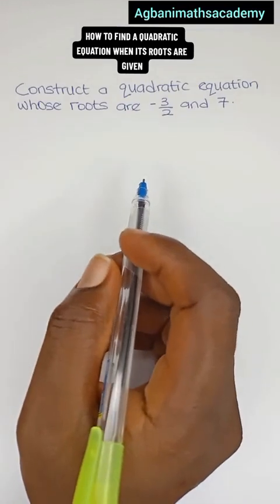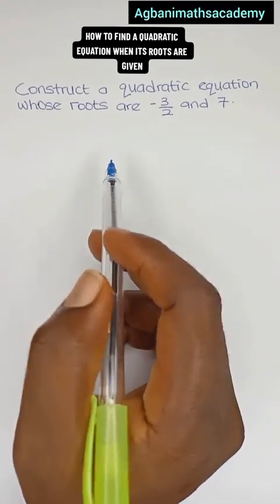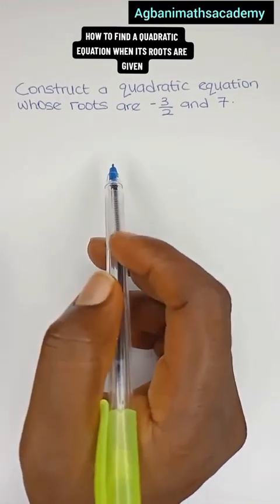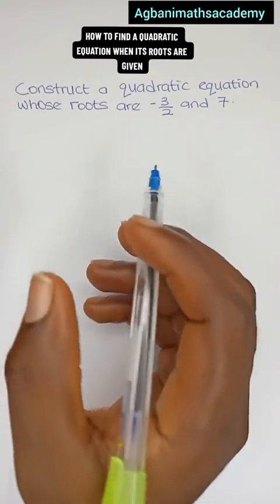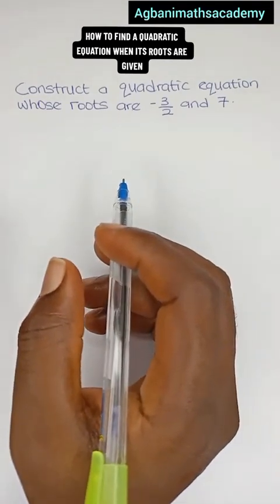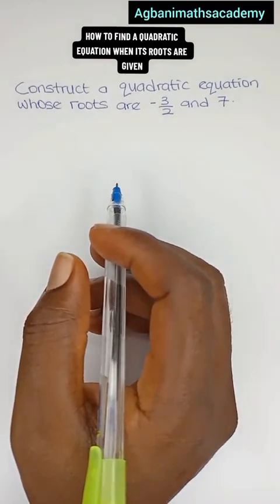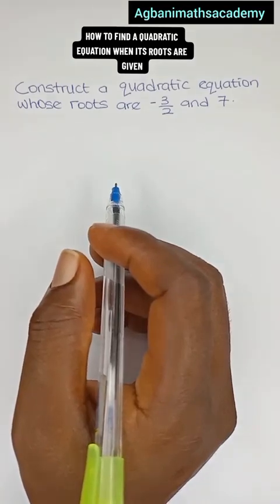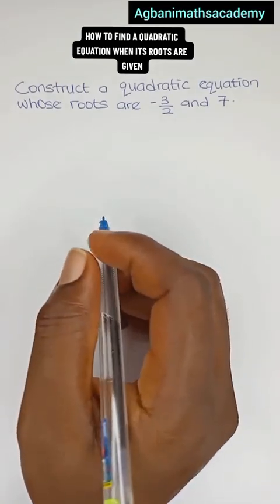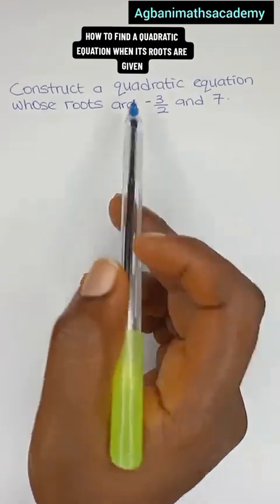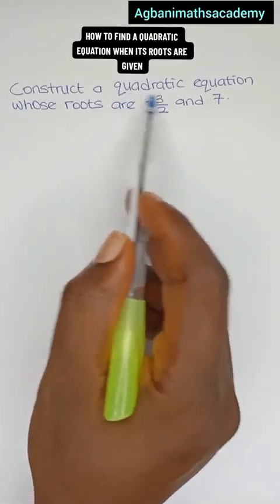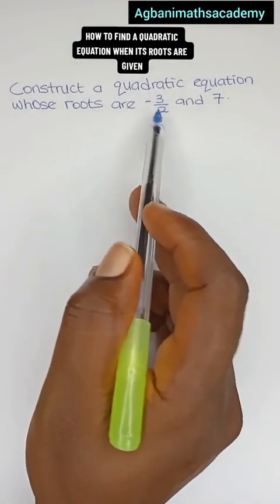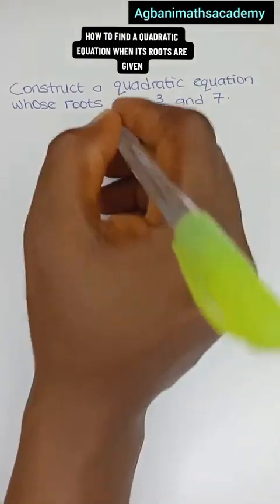First thing we need to know is what the roots of a quadratic equation are. The roots of a quadratic equation are the values of x that satisfy the equation. Remember, the value of y in a quadratic equation is always 0. So this means that the roots of a quadratic equation are the values of x when y is equal to 0. So in this question, we're going to construct a quadratic equation whose roots are -3 all over 2 and 7. So let's solve together.